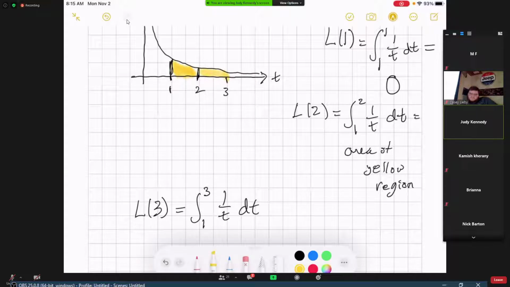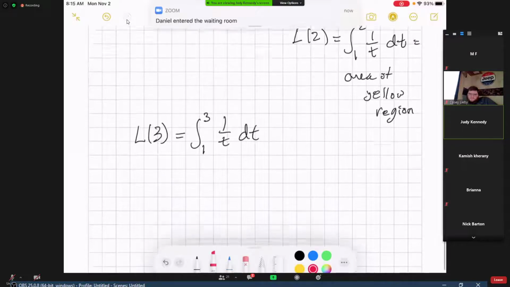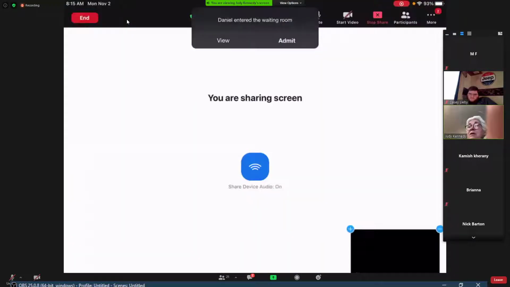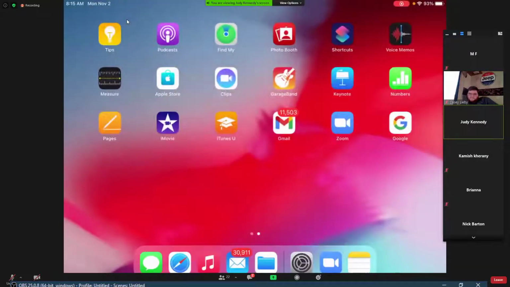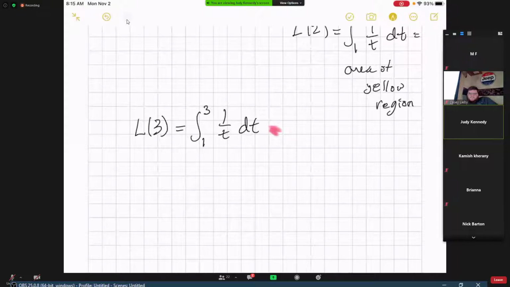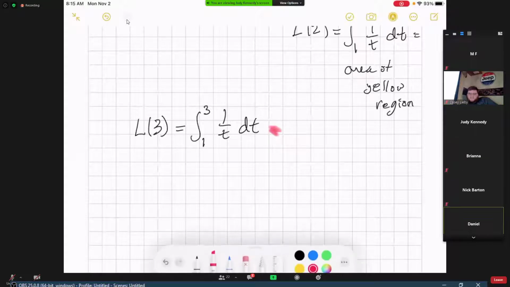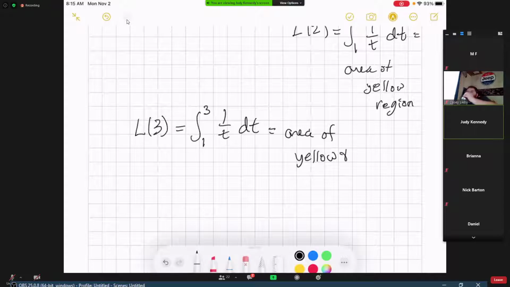Still yellow. Let's see. Yeah. Now it's red. So this would be, okay. Now somebody wants in. This would be, oh, got to bring this. This would be the area of the yellow region and the red region put together.